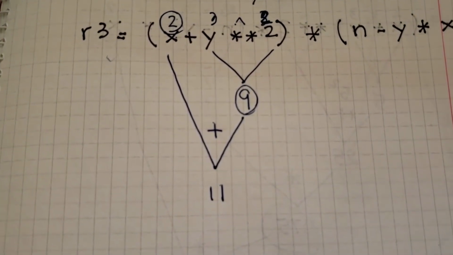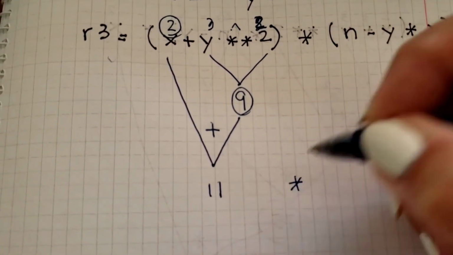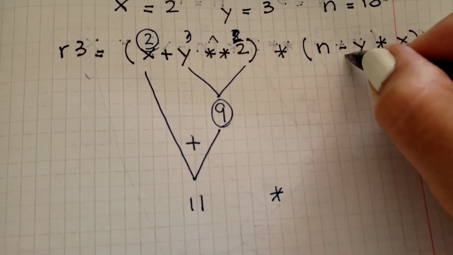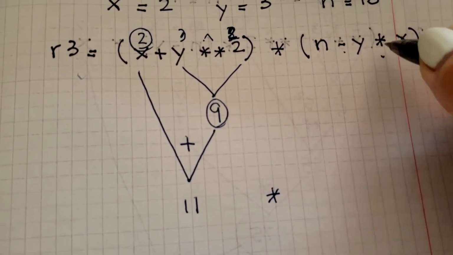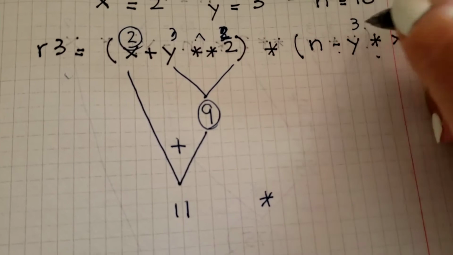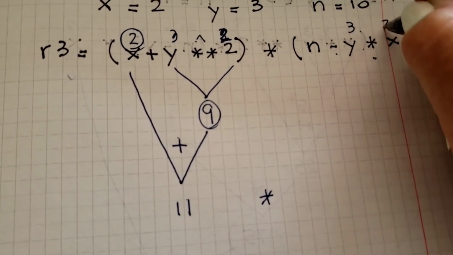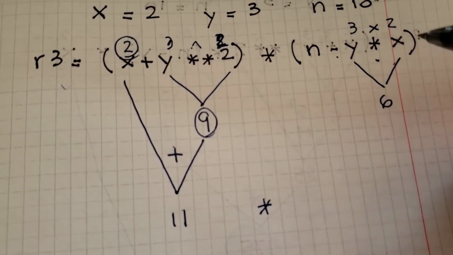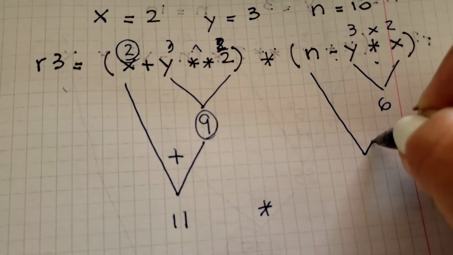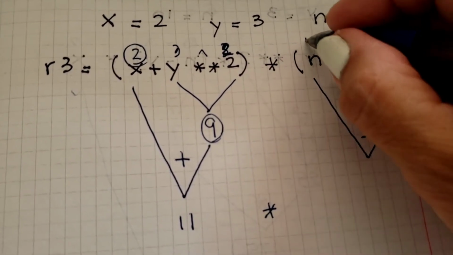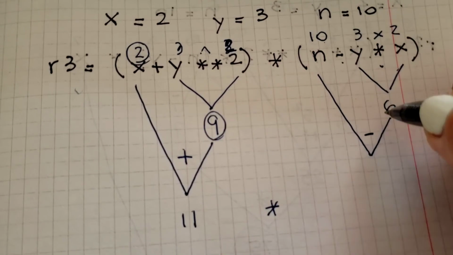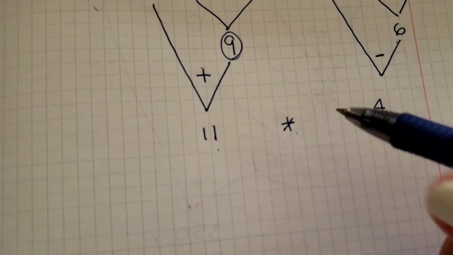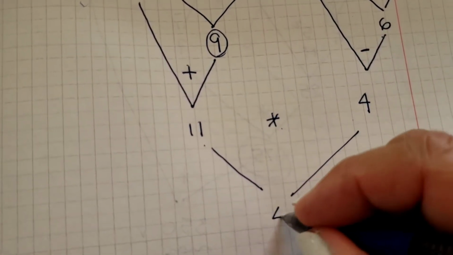So this is the result of the parentheses, and we're going to multiply it by the result of the next parentheses. So the next parentheses has subtraction and then a multiplication. The multiplication will happen first. So y has the value 3, and x has the value 2, and now we're multiplying them. So 3 times 2 is 6, and then we're going to subtract 6 from n, which is 10. So 10 minus 6 is 4, and then we multiply 11 times 4, which is 44.